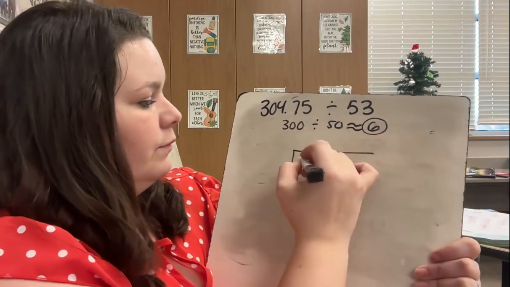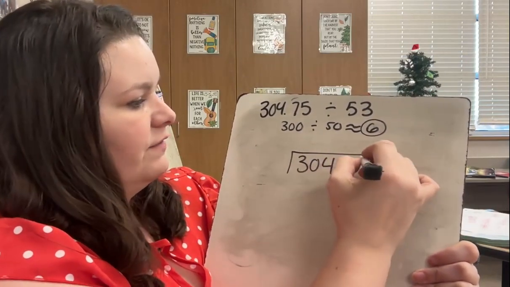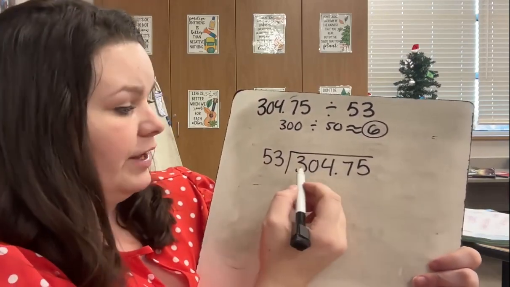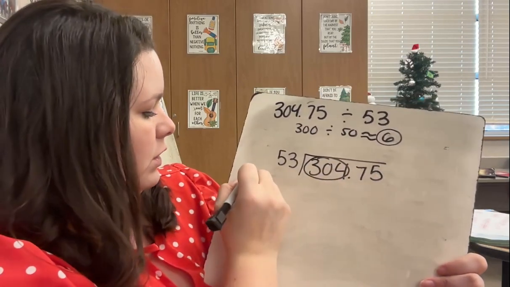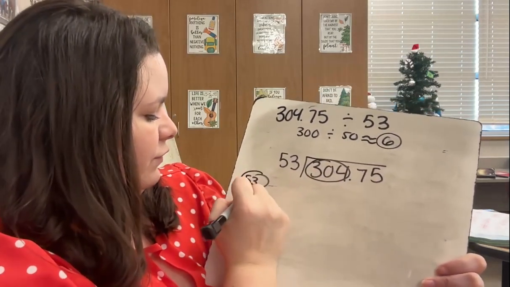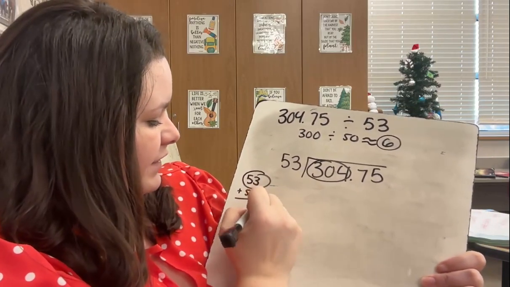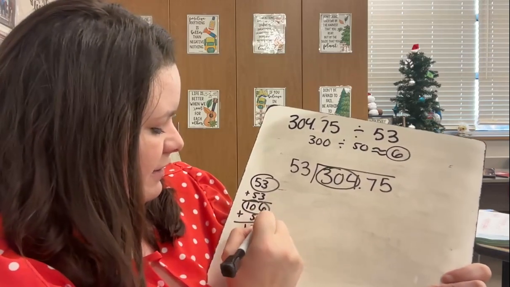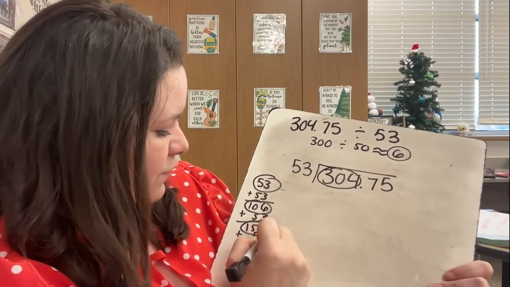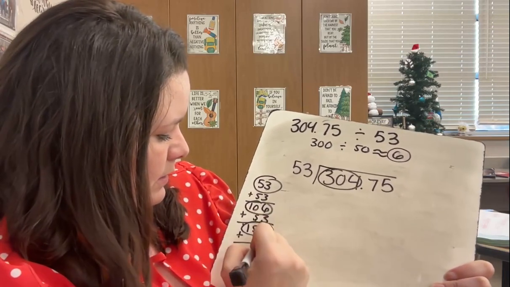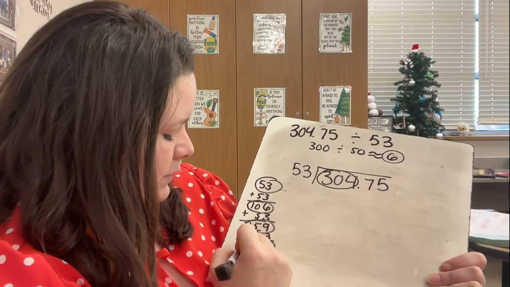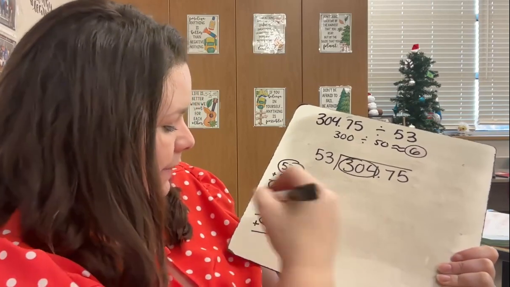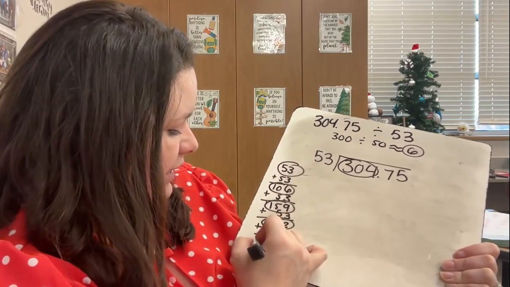Okay, so I'm going to set it up. 304 and 7/500 divided by 53. To start, I know 53 won't go into 3 or 30, so I'm going to circle 304 and list my multiples. 53 times 1 is 53. 53 times 2 is 106. 53 times 3 is 159. 53 times 4 is 212. 53 times 5. What I'm doing is adding 53 each time until I get close to 304.